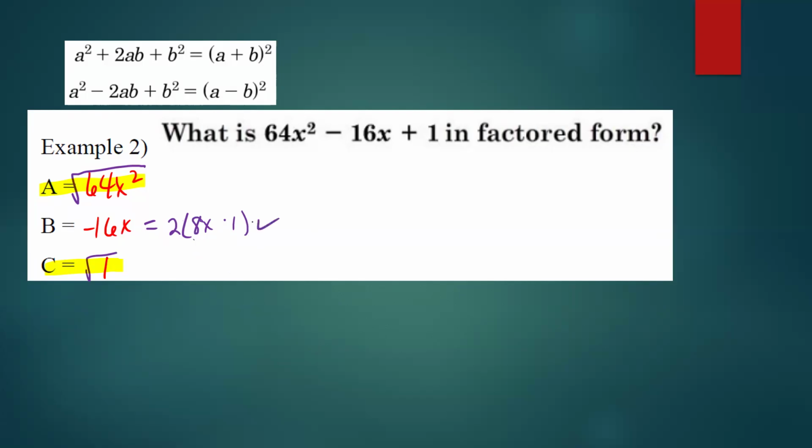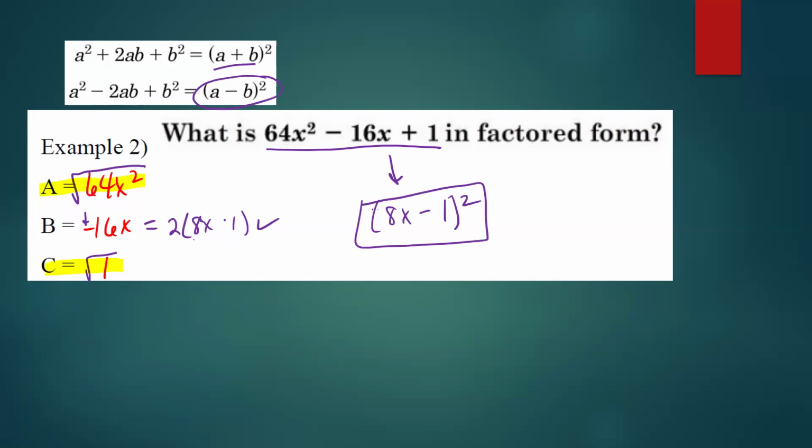Now, because of this, the negative right here lets me know that instead of using the plus rule, I'm using the minus. Does that make sense? So my factors of this become 8x minus 1, squared. If this shortcut doesn't work for you, you can always use grouping or the Xbox and it's still going to get you to the same thing.